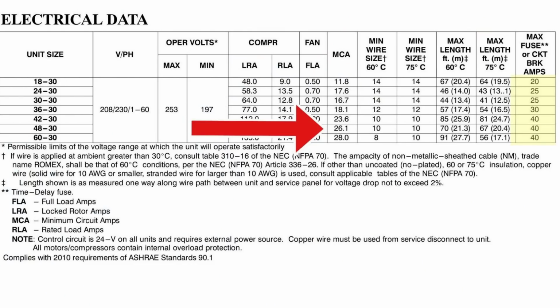So it tells you, number 10 wire, what's the maximum fuse or circuit breaker? 40. There's no confusion here. So many people will say, no, you've got to put in a 30 because you put number 10 wire.